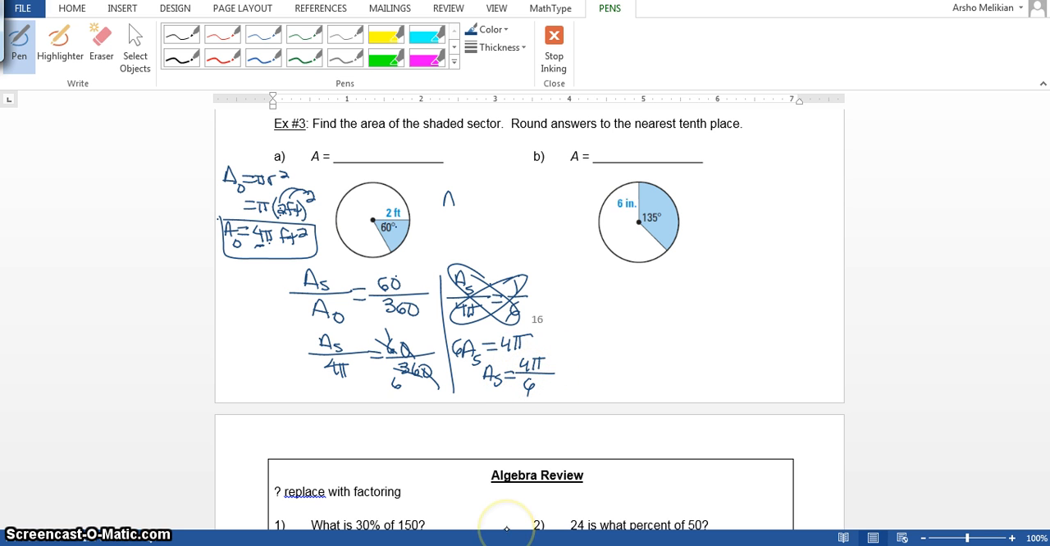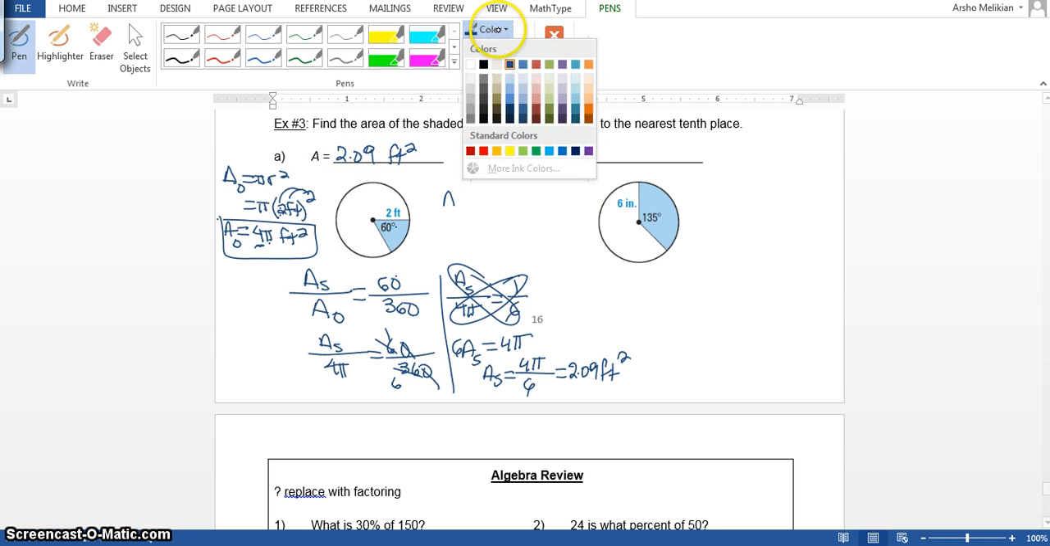Now, let's plug that in. And I'm going to do another problem right now so you can see what's going on one more time. If I plug that in, 4 times pi over 6, I get 2.09 square feet. Okay, so let's do the next one.